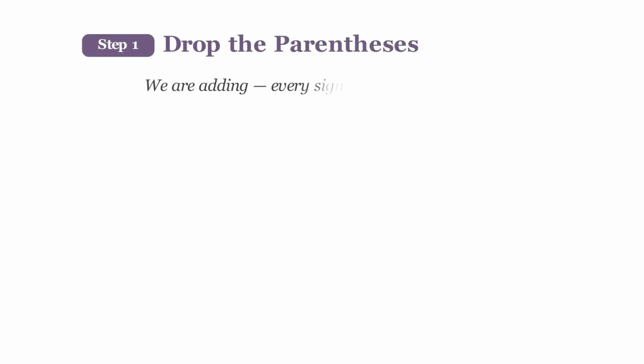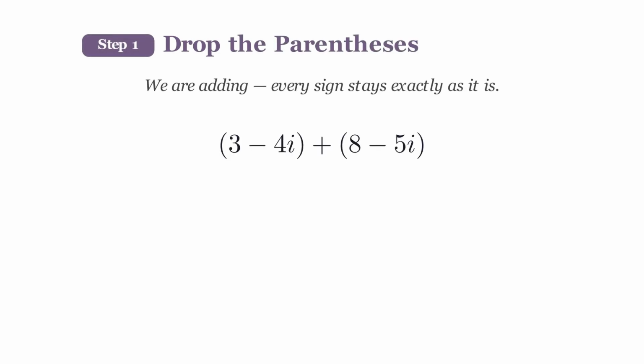We are adding (3 minus 4i) plus (8 minus 5i). Step 1. Drop the parentheses. Since we are adding, every sign stays exactly as it is. Nothing changes. We do not distribute a negative. We do not flip any signs. We simply remove the parentheses and keep everything in place. This gives us 3 minus 4i plus 8 minus 5i.